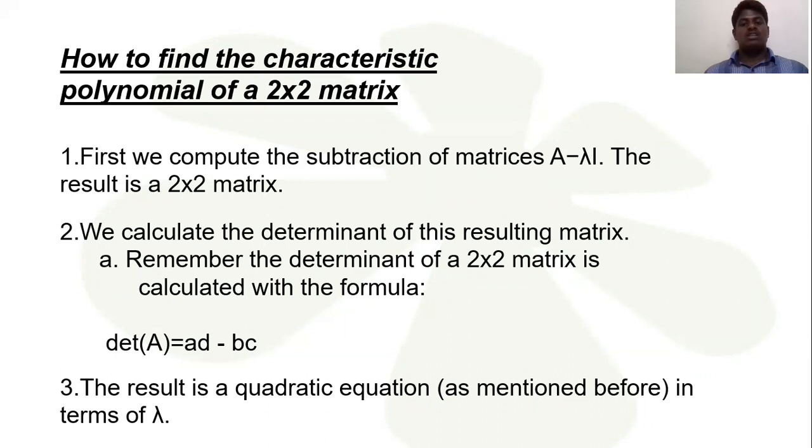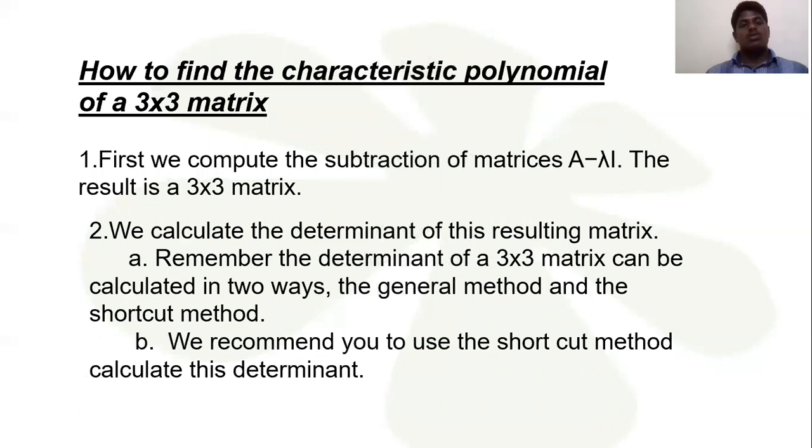You can use the formula determinant of A equal to AD minus BC for the determinant of a 2 by 2 matrix. How do we find the characteristic polynomial of a 3 by 3 matrix? First, we compute the subtraction of matrix A minus lambda I. The result is a 3 by 3 matrix.